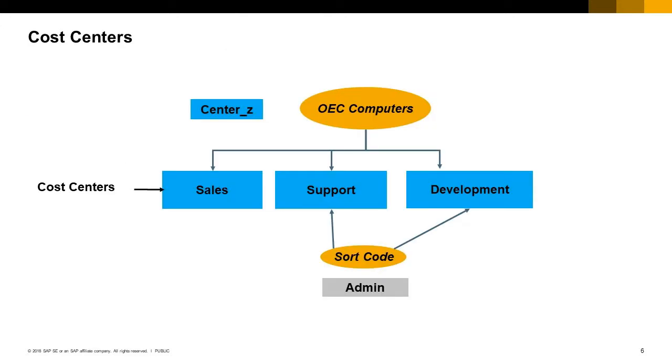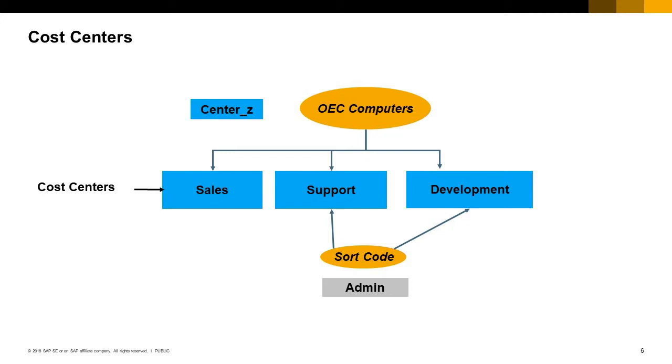To use the cost accounting functions in SAP Business One, you must define the profit centers or departments in the company as cost centers. You can then compile a profit and loss statement for each cost center in every period. In our example, OEC Computers defined their 3 departments, sales, support, and development, as cost centers. You can combine your cost centers into groups by using a sort code. Choose Financials, Cost Accounting, Cost Centers to define and maintain cost centers.